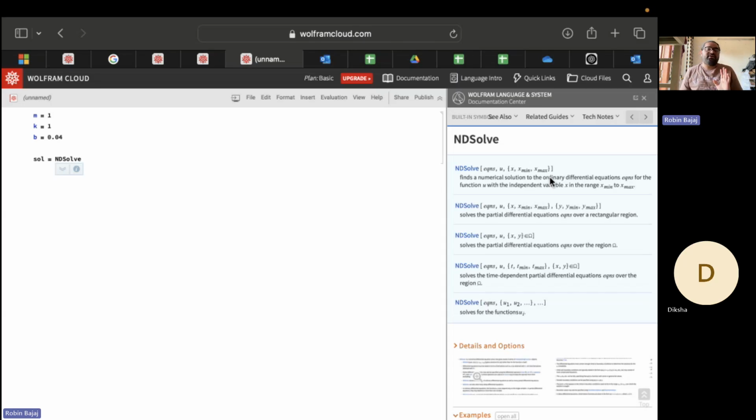But I don't want that. I want a list which has the values at all the times I define in the function. So that's why we are not using DSolve, but we are using NDSolve. So it will give me basically the numbers at all the time intervals. The rest of the syntax is the same.